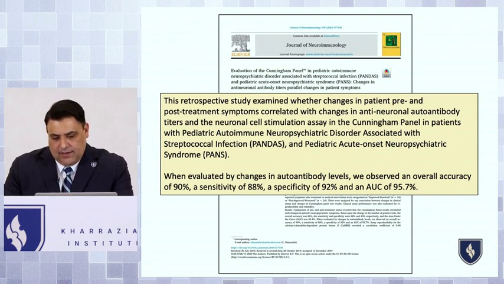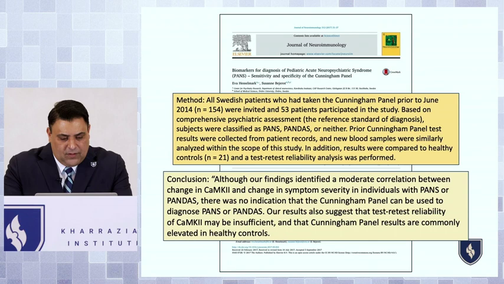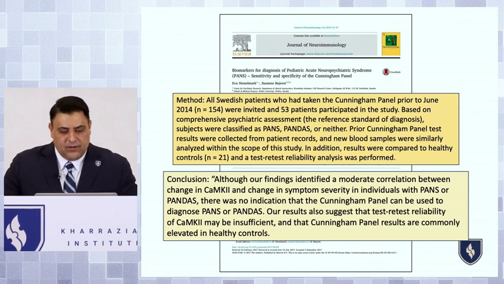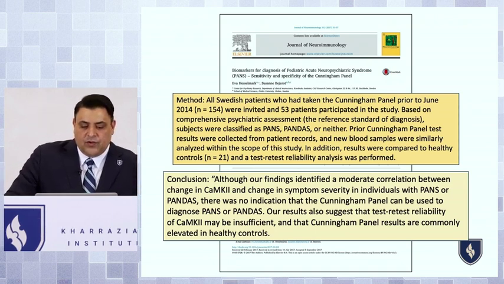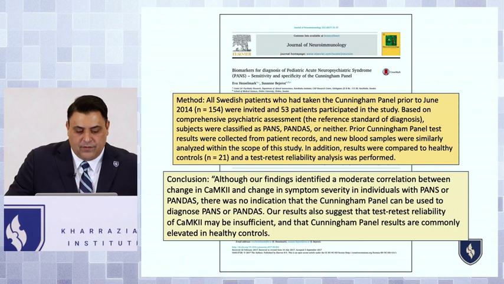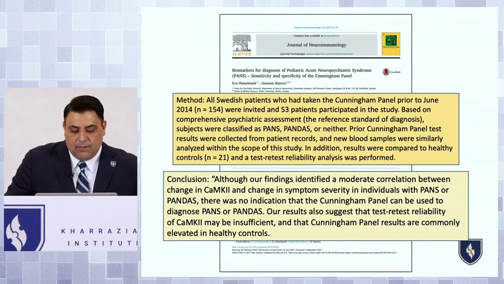And when other people have looked at these biomarkers for sensitivity, there's been some problems with this. This is a paper that's also published in the Journal of Neurology. They did a study where they looked at all Swedish patients who had taken the Cunningham panel prior to June, which is 154 subjects, were invited, and 53 patients participated in the study. Based on comprehensive psychiatric assessment, the reference standard of diagnosis, subjects were classified as PANDAS or PANS, or neither. Prior Cunningham panel test results were collected from patient records, and new blood samples were similarly analyzed for the scope of the study. In addition, results were compared to healthy controls, and retest reliability analysis was performed.